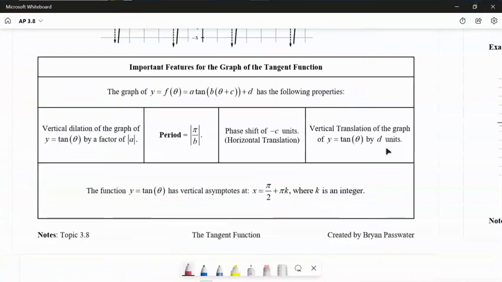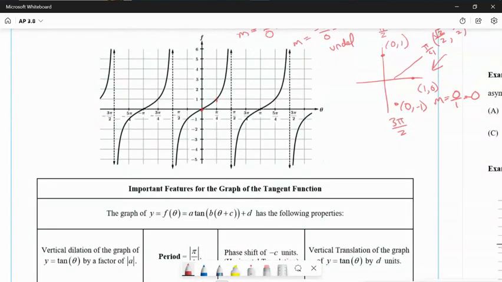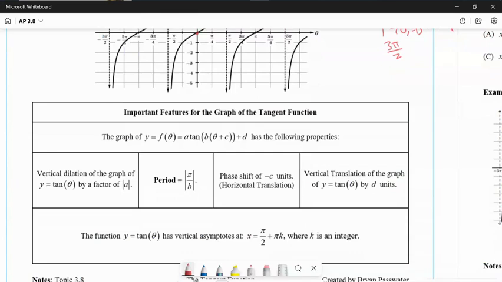One thing to note here is for the period, remember for cosine and for sine, that was 2 pi divided by b. The period on tangent is just pi. And if we look at the cycle here, we're going from negative pi over 2 to pi over 2, which is pi. And so our period here, one cycle, is going to be pi. So make sure when you're using this formula, you use pi over b, not 2 pi over b, like we did with sine and cosine.